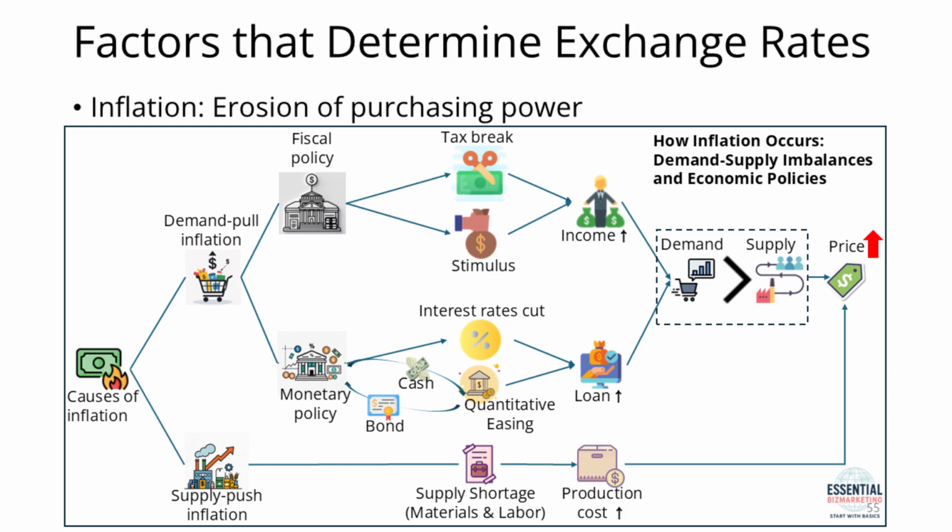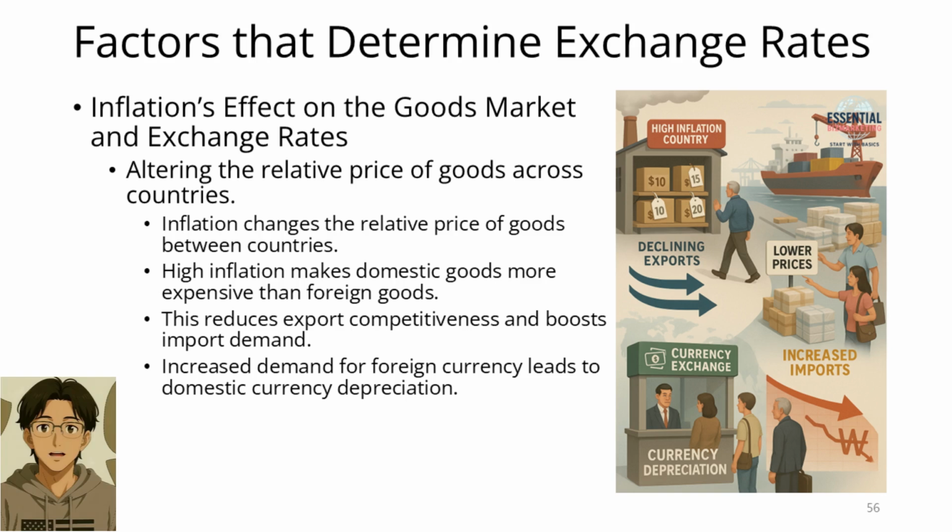What do firms do when their input costs rise? To protect margins, they raise prices and pass costs onto consumers. This creates inflation without an increase in overall demand. Let's see how inflation affects trade and currency values. High inflation raises domestic prices, making exports less competitive and imports more attractive. As people demand more foreign goods, they buy foreign currency, causing the domestic currency to depreciate.